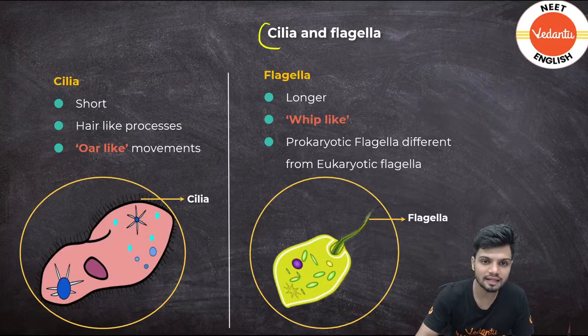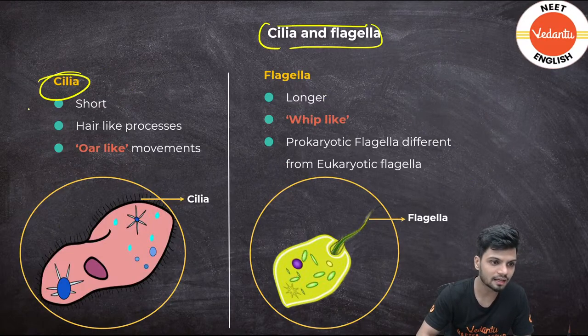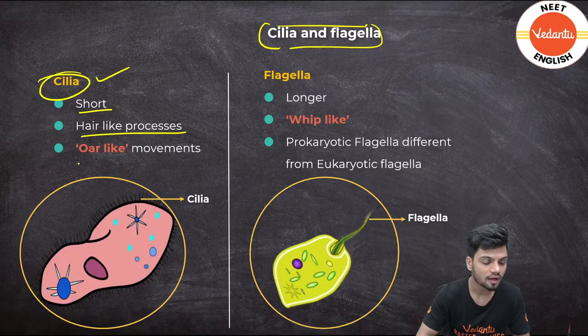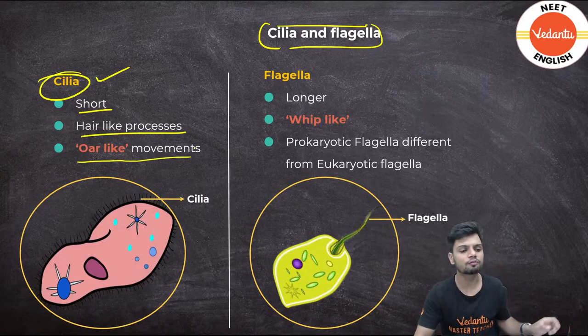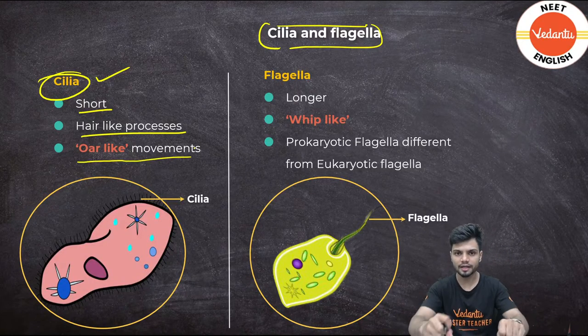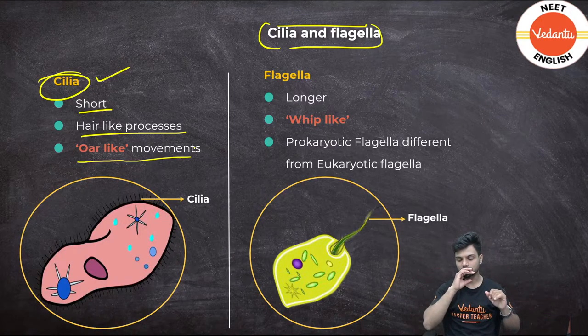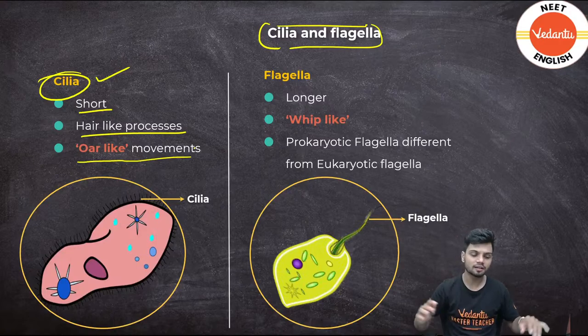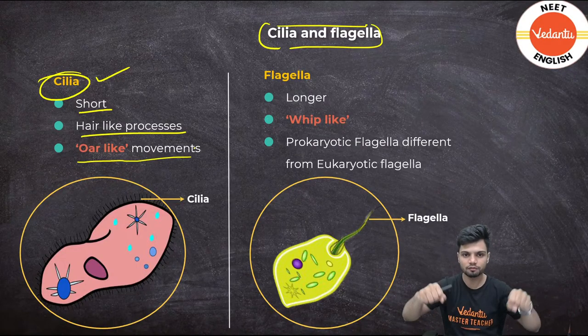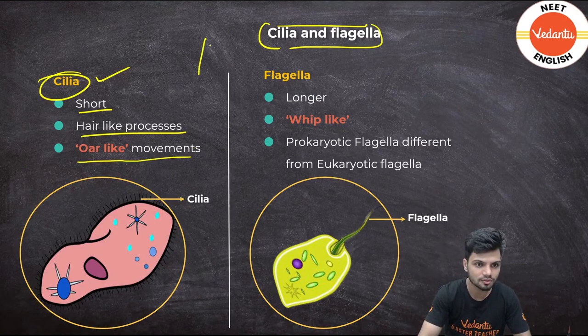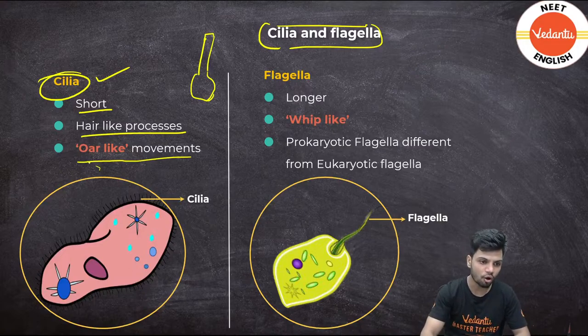let's talk about cilia and flagella. What is cilia? Cilia helps in fixing and movement. It is a short hair-like process. It has oar-like movement. Now what is the meaning of oar? How many of you have gone for boat riding, kayaking or river rafting? When you go for river rafting, that has a paddle, right? There is a complete movement of the paddle. That is the oar, and it helps in movement. So it has an oar-like movement. That is a hair-like process, and it is very short.